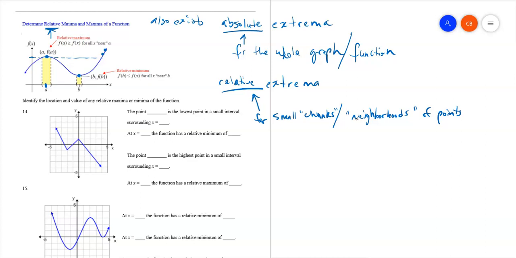And here, by the way, these maxima and minima are always y values, and you say that the maximum or the minimum is that y value, and you say where it occurs. It occurs at an x value. And so that's what we have here, like at x equals something, the function has a relative minimum of something else. Then that's where the y value goes.